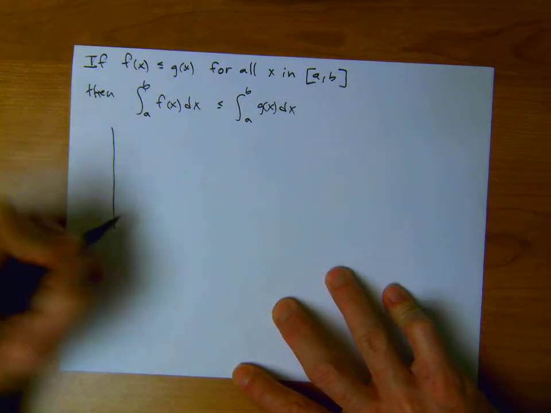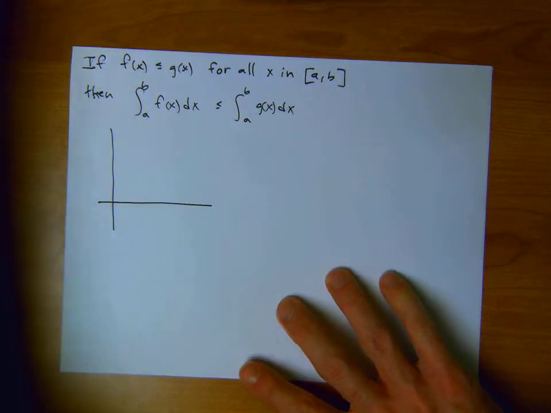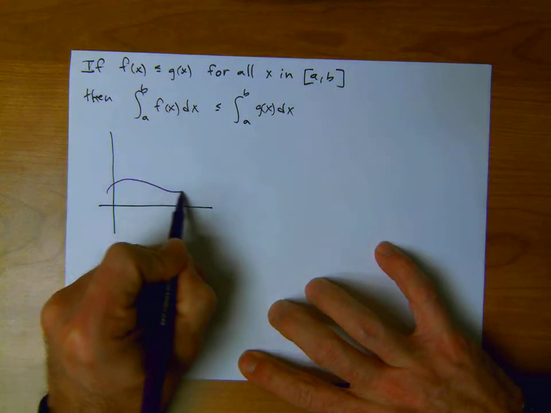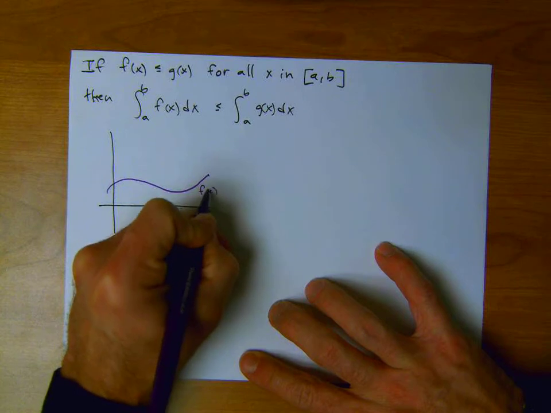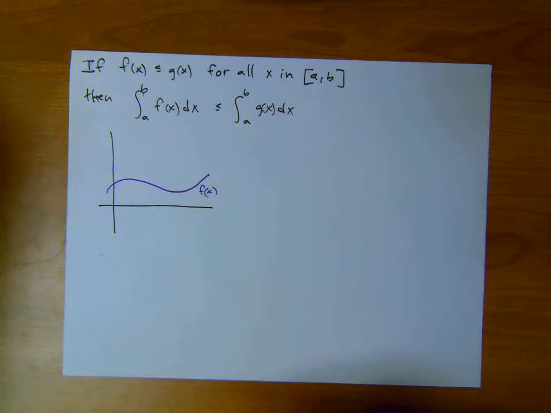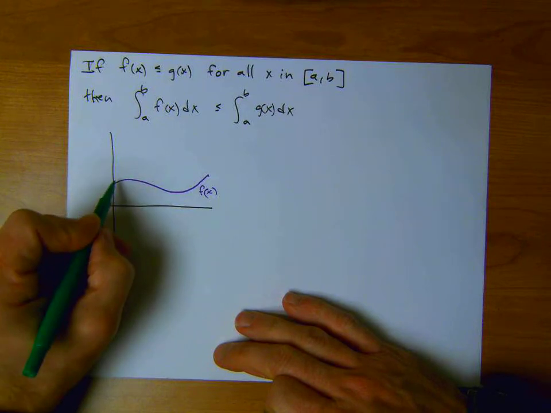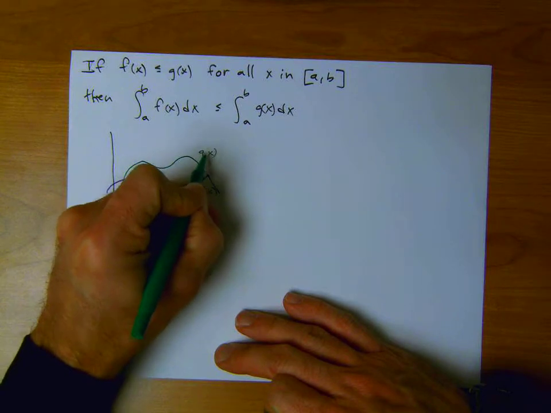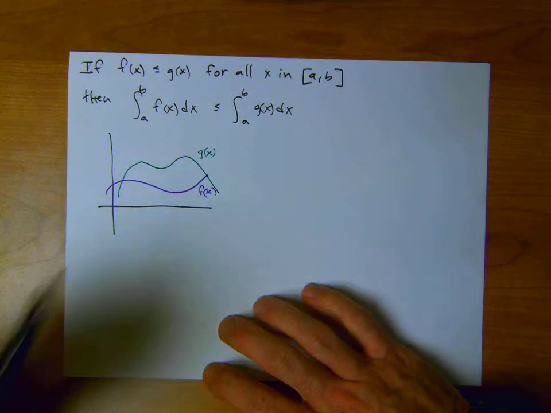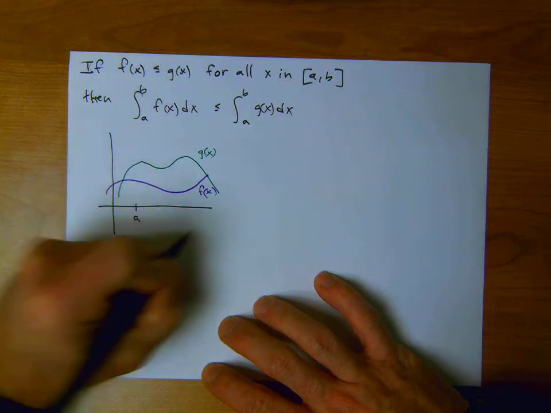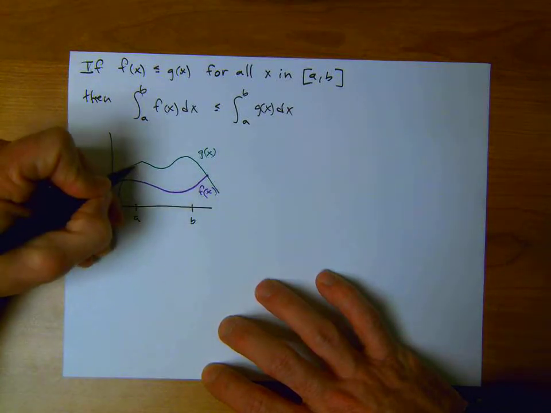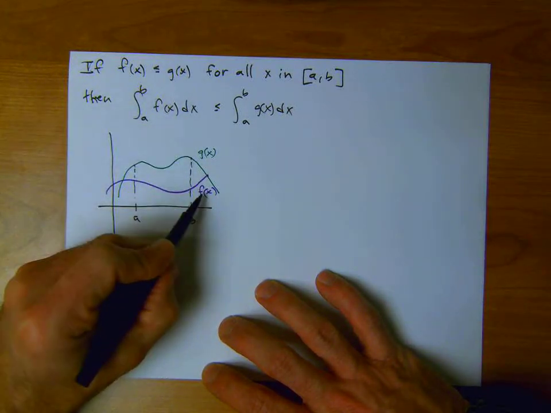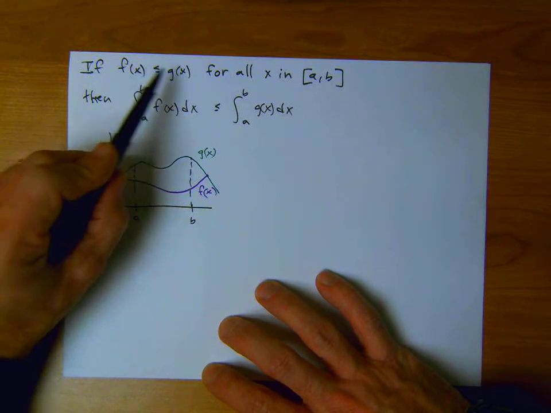Let's just real quick draw something. I'll get a couple other colors out here. So let's say that something like this is our f of x. And then maybe a green one, so we have something like this for g of x. All right? And let's say here's a and here is b. So notice that between a and b, f is always less than g.